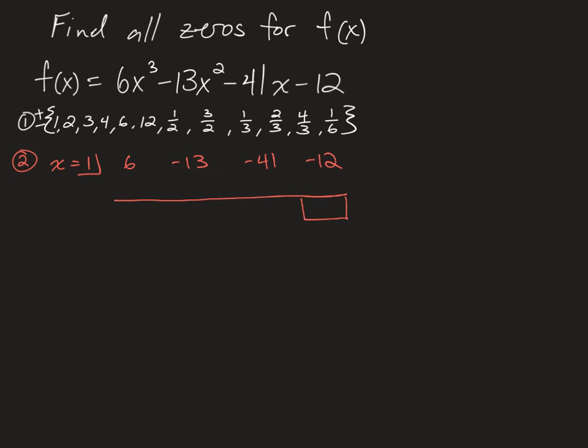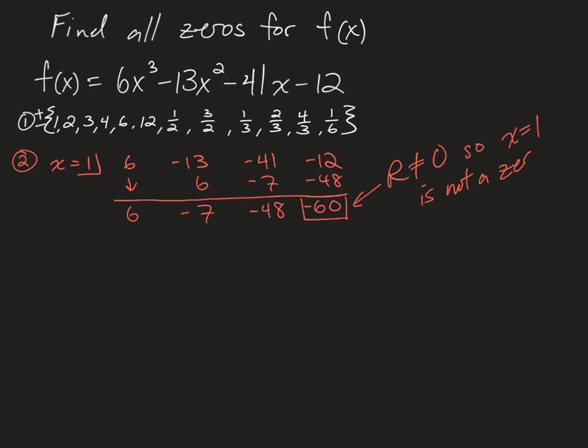So let's just run through it real quick. This is 6. 6 times 1 is 6. Negative 13 plus 6 is negative 7. 1 times negative 7 is negative 7. Add these together, negative 48. 1 times negative 48 is negative 48. And negative 60 is our remainder. So here's the conclusion that we can draw from this. Remainder is not equal to 0, so x equals 1 is not a 0 for f of x.